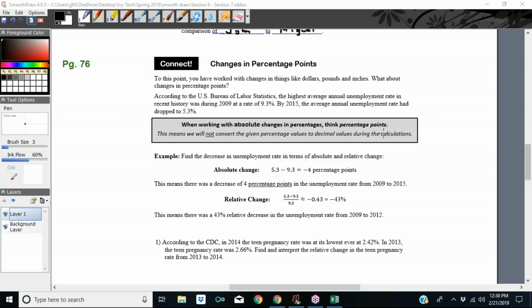So see how both of those numbers are given in percentages instead of dollars or inches or pounds? So let's look at this. It says when working with absolute changes in percentages, think percentage points. This means we will not convert the given percentage values to decimal values during the calculation. So even though those are given as percentages, we're not going to convert them into decimals to do the calculation. So the absolute change is just subtract new minus old, negative 4 percentage points. That means that the unemployment rate went down 4 percentage points.